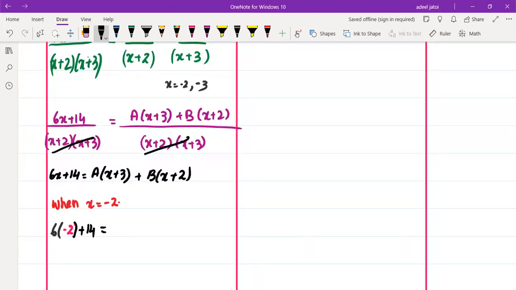If we write down minus 2 here, so minus 2 plus 2 becomes what? 0. And anything multiplied by 0 will become 0. That means b gets eliminated. So minus 2 plus 2, b gets eliminated. But here minus 2 plus 3 will become what?